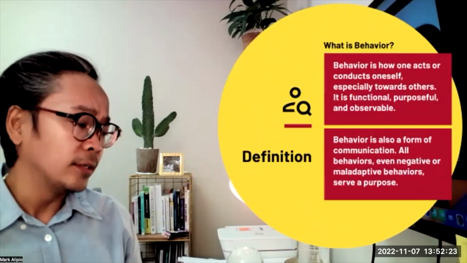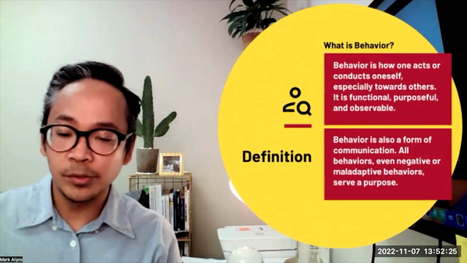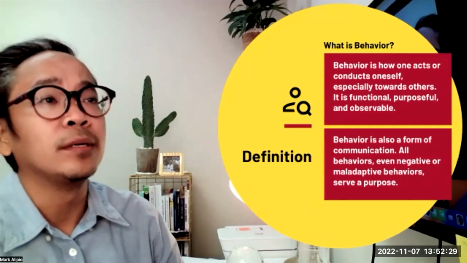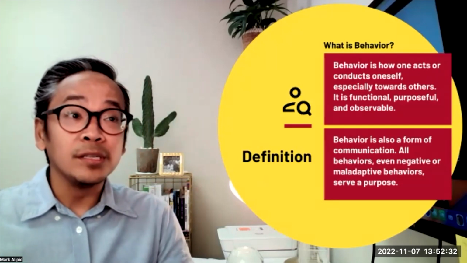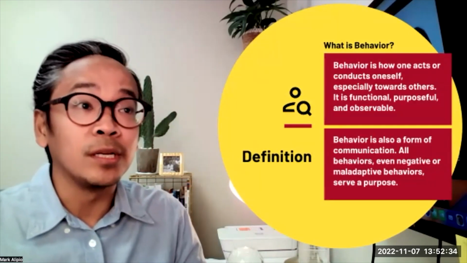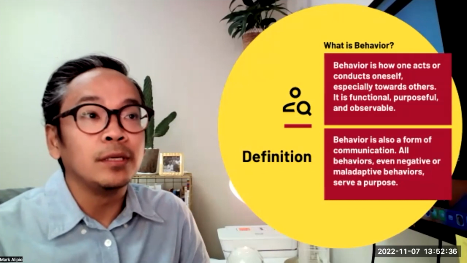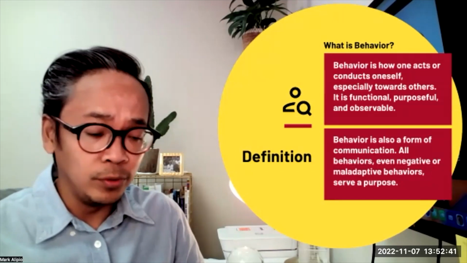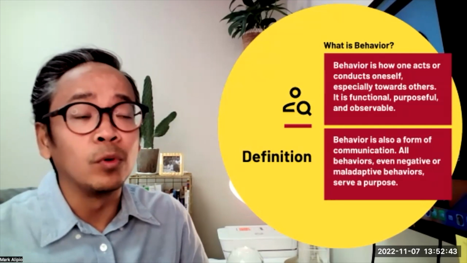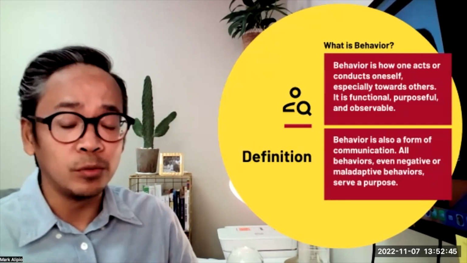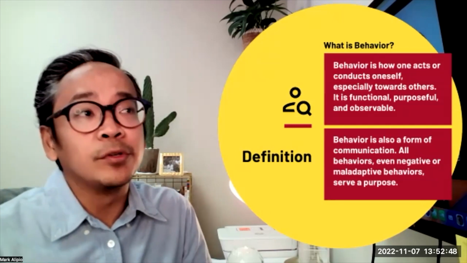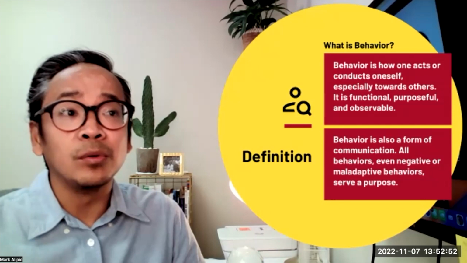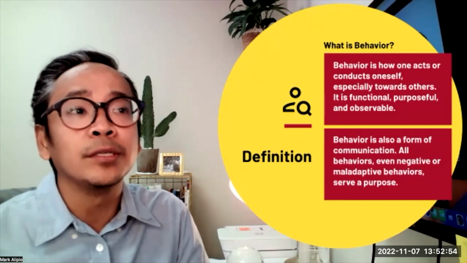When starting out in this training, I think one of the best ways that we can start is by defining what behavior is. Behavior is how one acts or conducts oneself, especially towards others. It is functional, purposeful, and observable for our staff, right? And the goal of these behaviors is really to communicate. So behavior is also a form of communication.